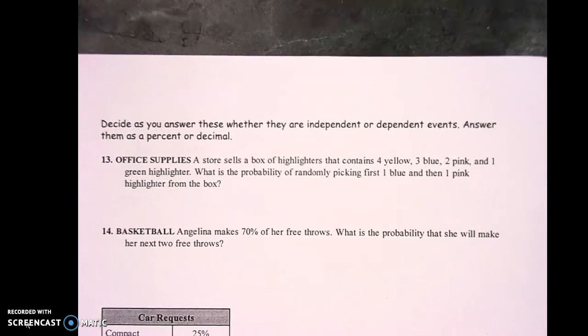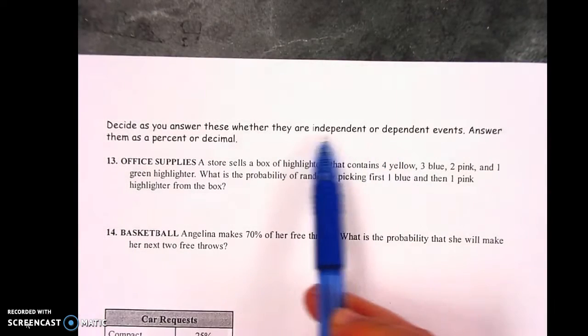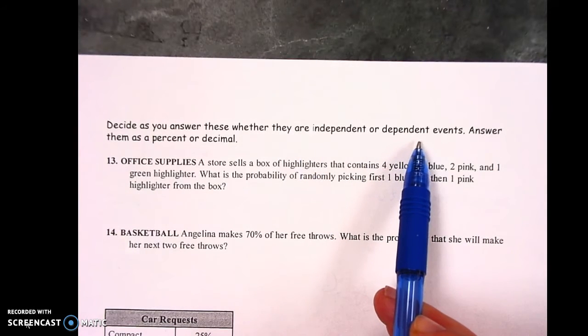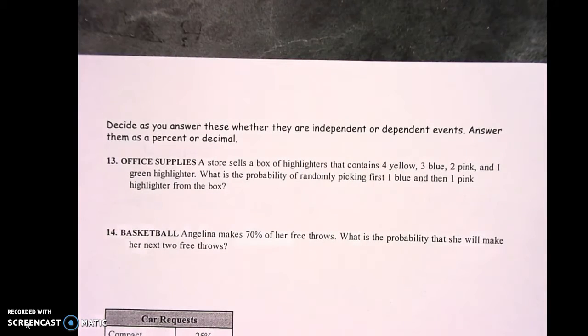So expect problems like this when you have a quiz or a test. You have to decide on your own whether these events below are independent or dependent, and then you can answer them as a percent or a decimal. So first example, office supplies. A store sells a box of highlighters that contains 4 yellow, 3 blue, 2 pink, and 1 green highlighter. What's the probability of randomly picking first 1 blue and then 1 pink highlighter from the box?